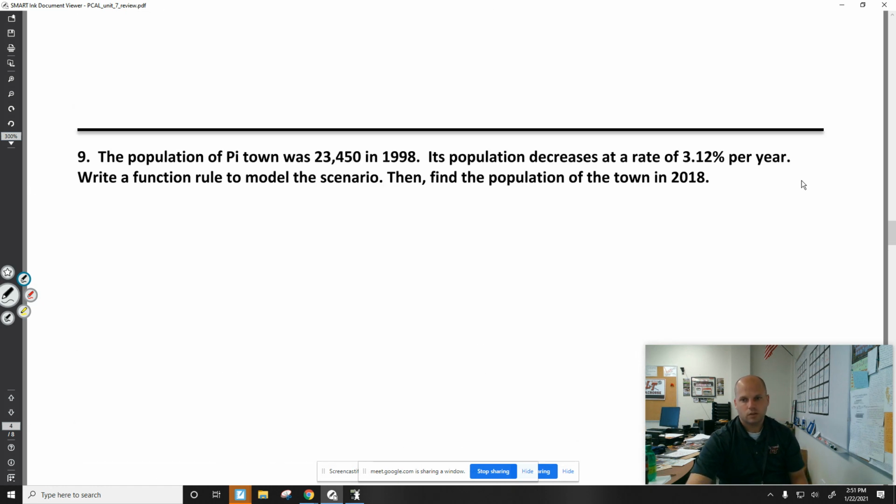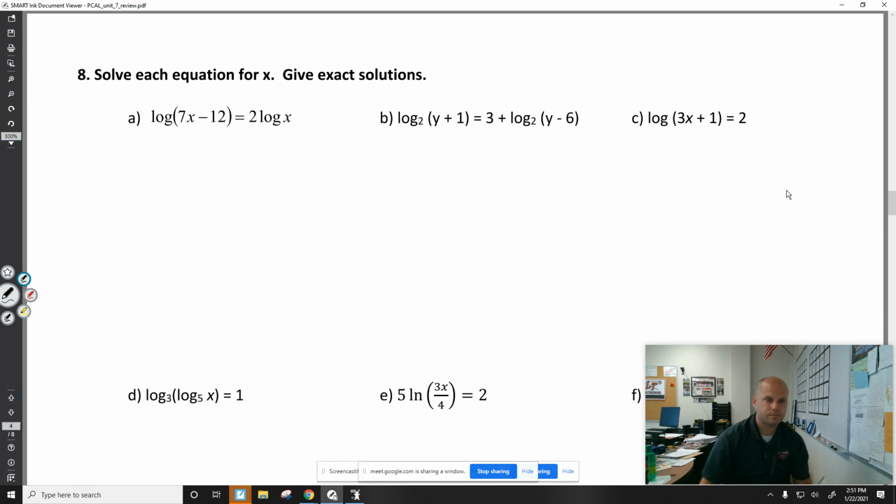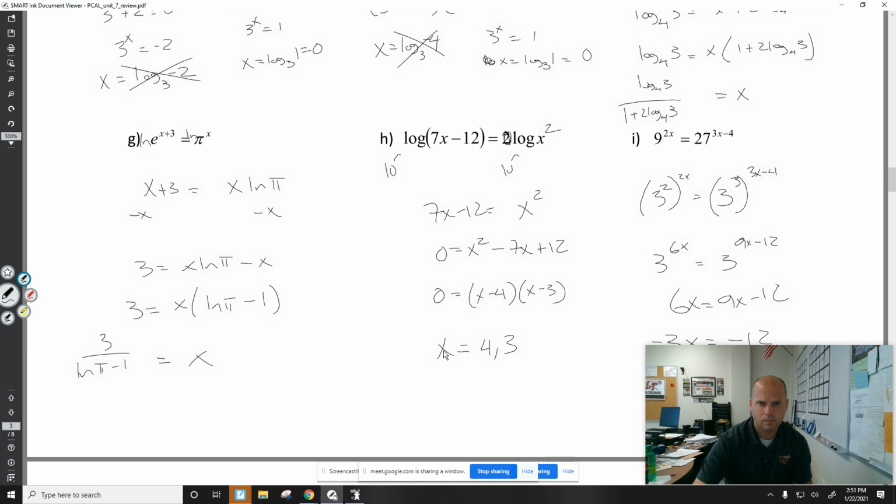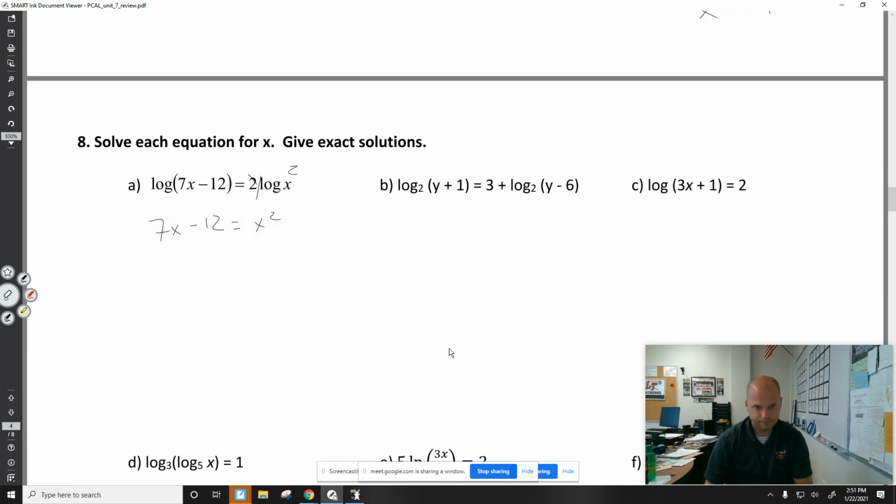Gosh, this goes on forever. Let's keep going. 10 to the power. I think I just did this problem. Yep. Just did it.